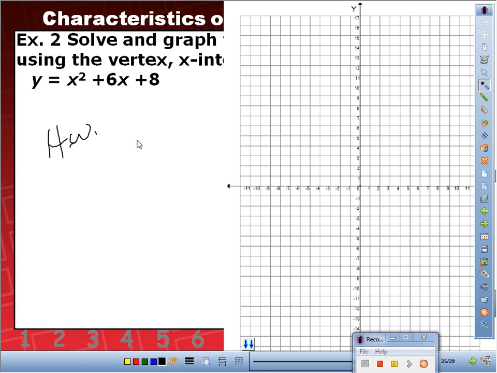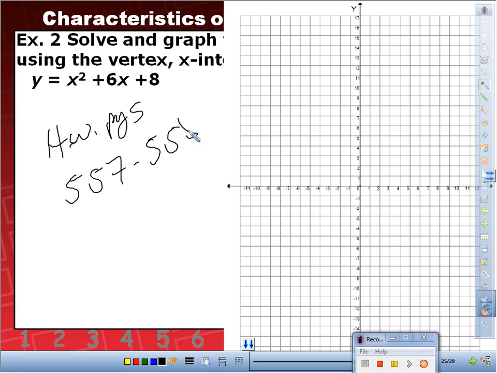All right, so for homework, it's found on pages what? 557, 558, numbers 2 to 32 even. Yes, turn in your homework on your way out.